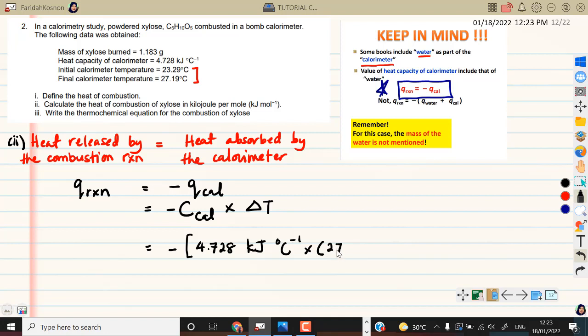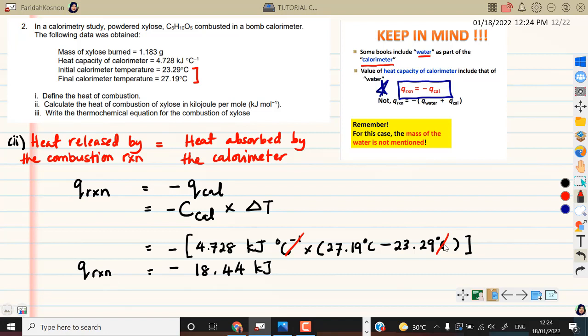27.19 degree Celsius final temperature minus initial temperature 23.29 degree Celsius. Okay. So now the heat released by the reaction is negative 18.44 kilojoule. Because you can see here, the unit per degree Celsius and Celsius cancel out, right?